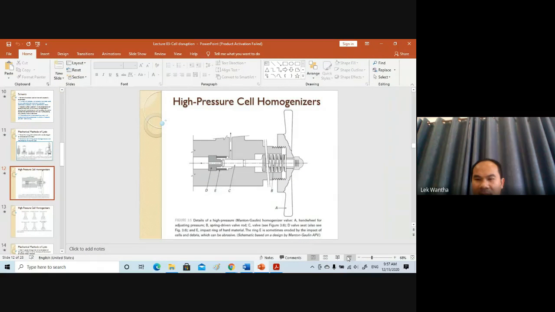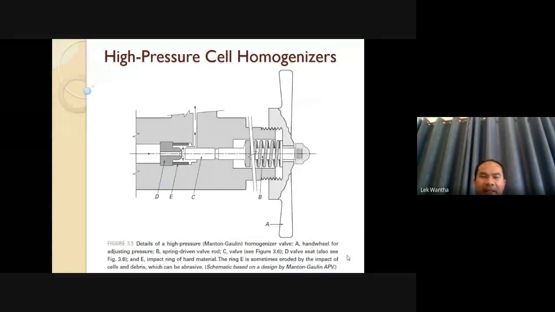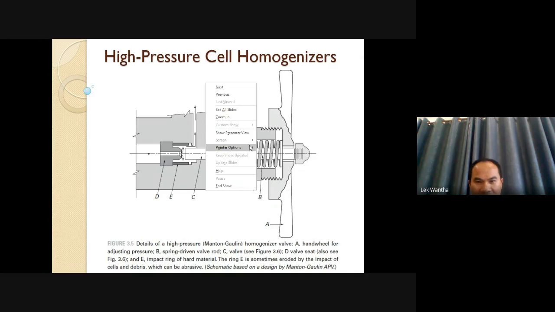Okay, this is the most common one used for cell disruption. We call it the homogenizer. You can look at this. For this case, it is the area where the cell is in contact. We have this part.